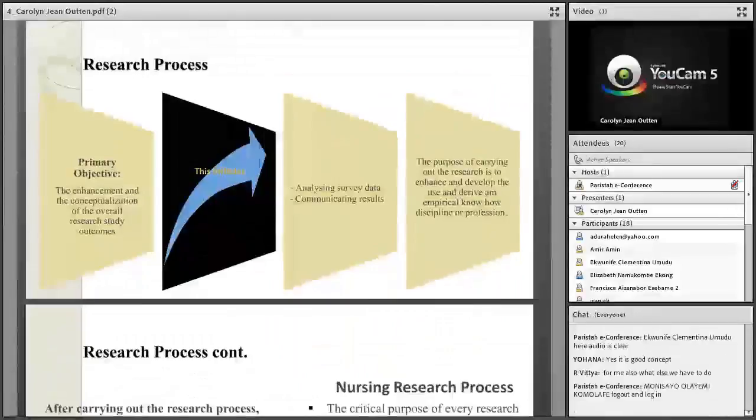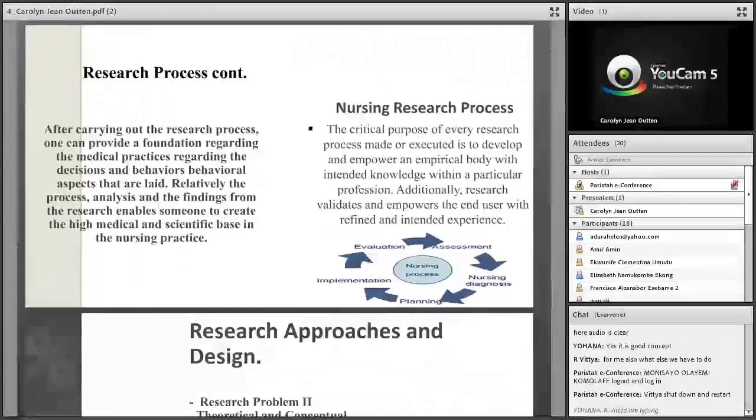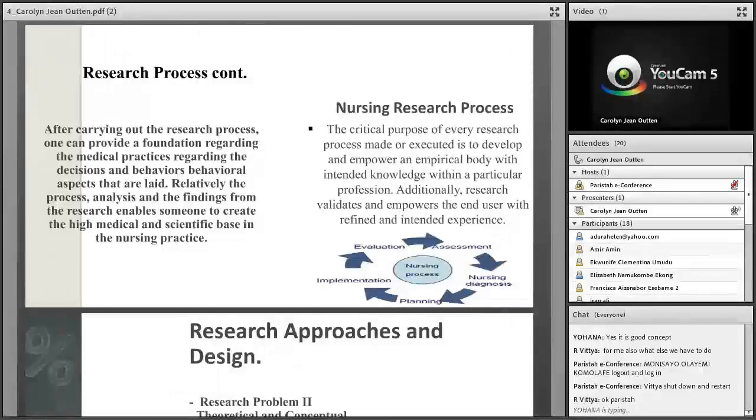The research process. This research process enhances the capitalization of the overall research study outcomes, which includes analyzing survey data and communicating results. The purpose of carrying out the research is to enhance and develop the use and derive an empirical know-how discipline or profession. After carrying out the research process, one can provide a foundation regarding the medical practices, the decisions and behaviors, and aspects that are laid.